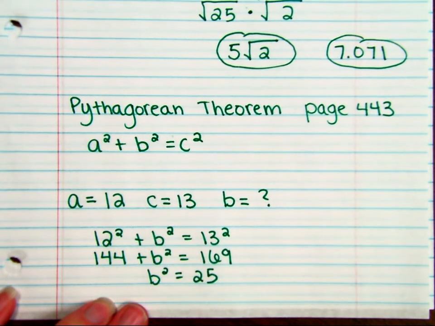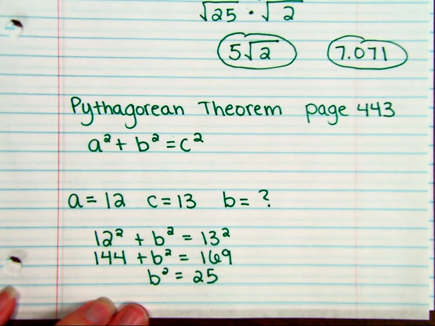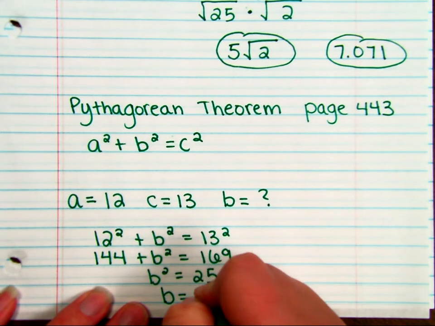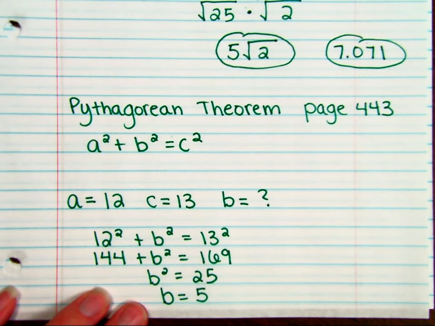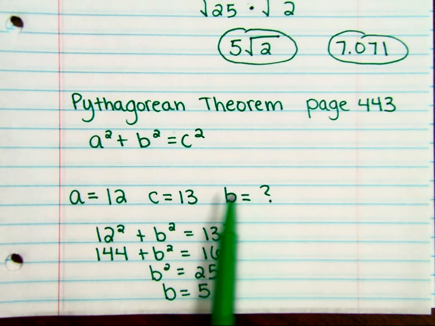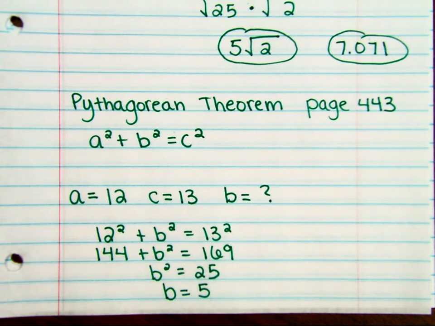I don't want B squared, I just want B. So I'm going to take the square root of both sides. You know that the square root of 25 is plus and minus 5. However, because we're talking about a side length, we're not talking about a negative, so B would be 5. Hopefully we can do these problems very, very quickly. That was when I was missing one leg of my triangle, because remember that C squared is your hypotenuse.